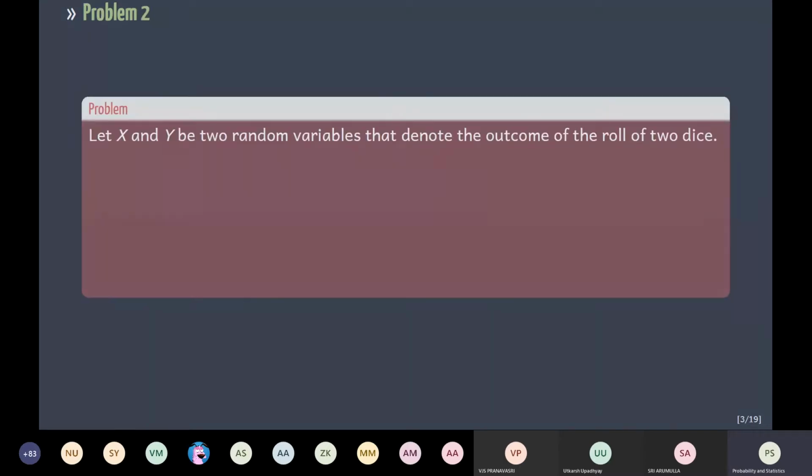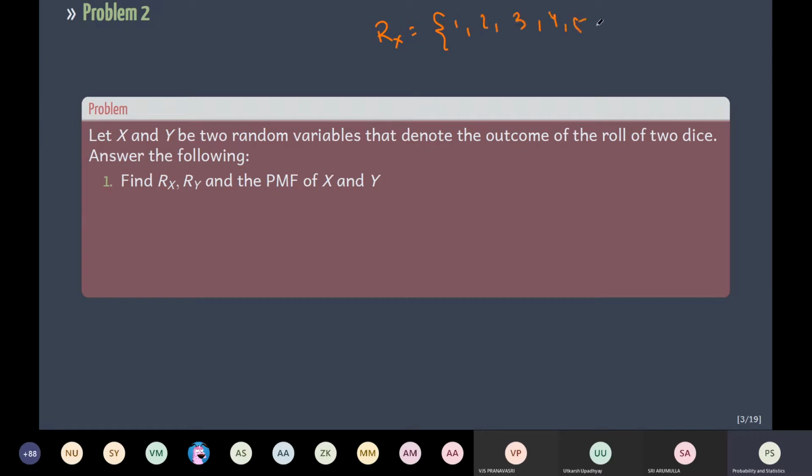So this is the problem that I skipped last time, but I may try to attempt today. Let us say we have two random variables, x and y, that denote the outcome of the roll of two dice. So you can immediately say what is the range of x and what is the range of y. So find range of x and find range of y. This should be rather straightforward. So range of x is 1, 2, 3, 4, 5, 6.